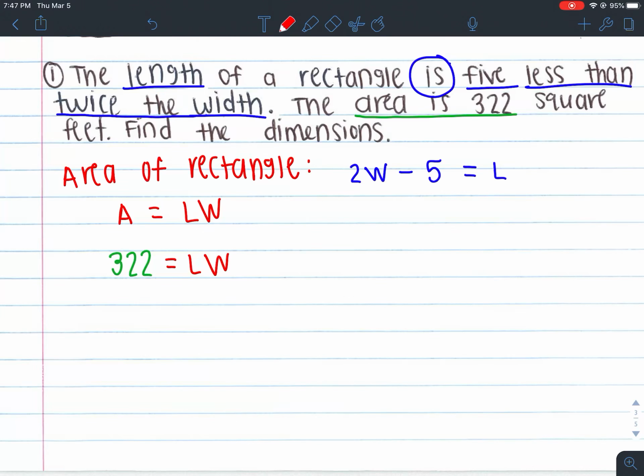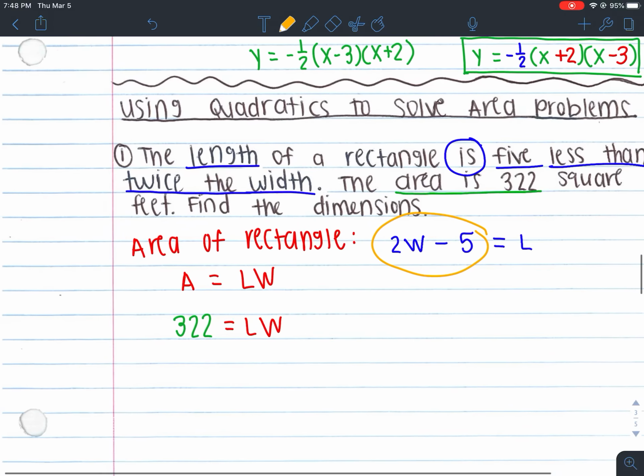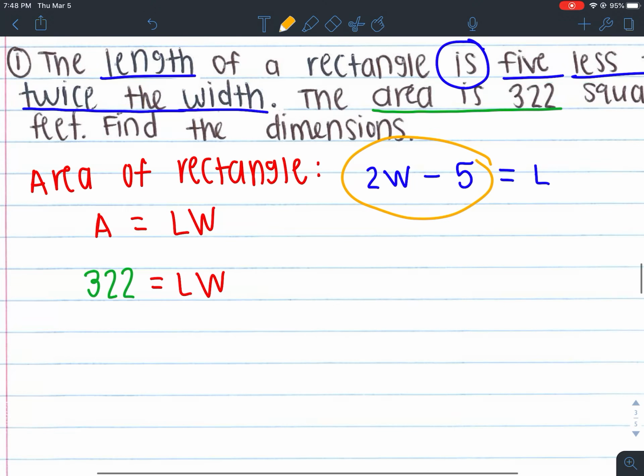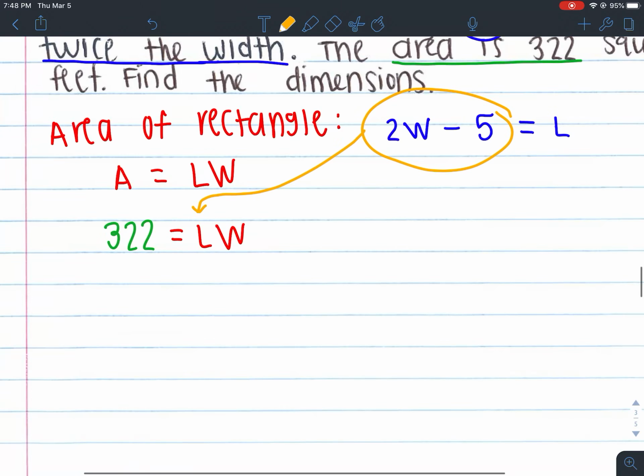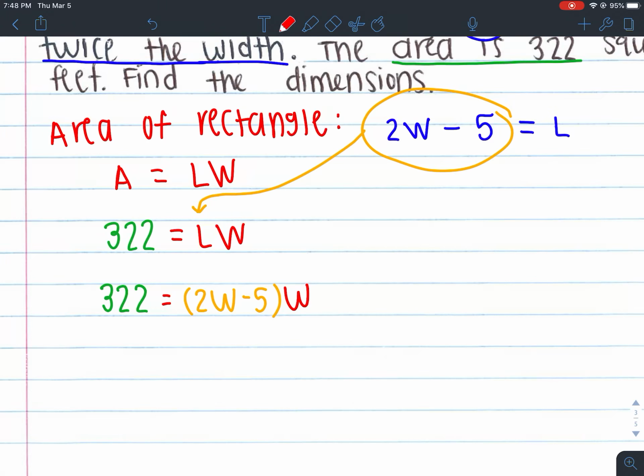But I want to solve this. So just like solving in substitution, I'm going to have to plug something in. Well, L equals 2W minus 5. The length equals 2W minus 5. So L is by itself. L equals. So if L equals, where can I plug this in? I can plug this in for the L because L equals. Now when you plug stuff in, remember you always use parentheses. So equals parentheses 2W minus 5 parentheses, and then I have a W.